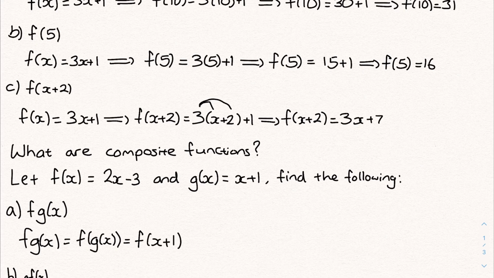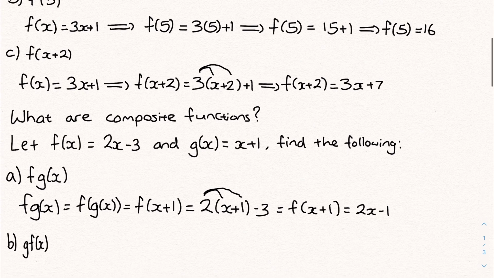And then this is just a standard evaluation now. So it'd be f(x plus 1). So we're going to replace all the x's in our f(x) with x plus 1. We'll expand this out like a normal question. 2 times x is 2x, and 2 times 1 is 2. So we've then got 2x plus 2 minus 3, which should then just evaluate to 2x minus 1.